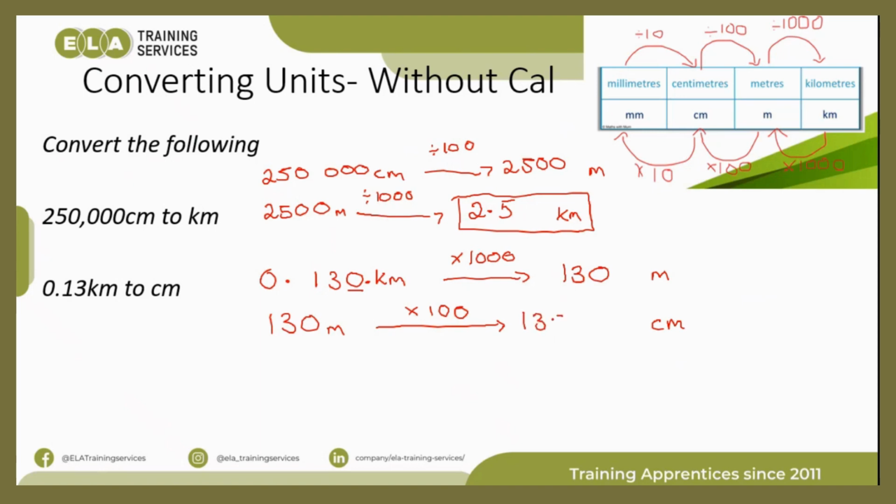So we've got 130, we're going to add 2 zeros, and we're left with 13,000 centimetres. And that is how we convert units without a calculator. So now we can effectively start looking at scale maps.